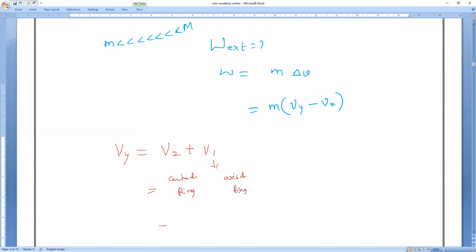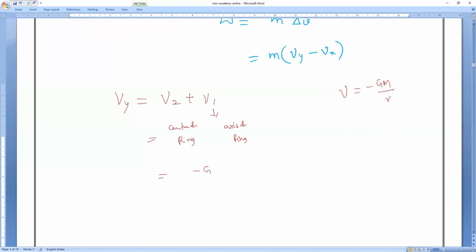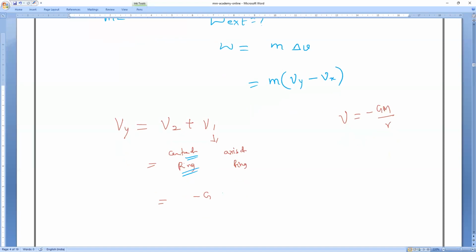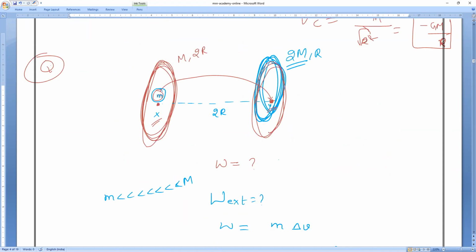So what is V2? Let me write the formula first. V is equal to minus Gm by R. This is the formula. Will you all agree with me? Yes, sir. Now V2, due to the center of the ring, is minus G into mass. What is the second mass? 2m. So minus G 2m divided by r, where r is the radius.